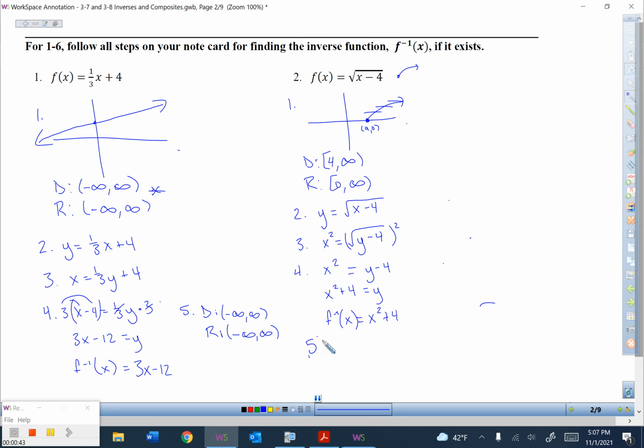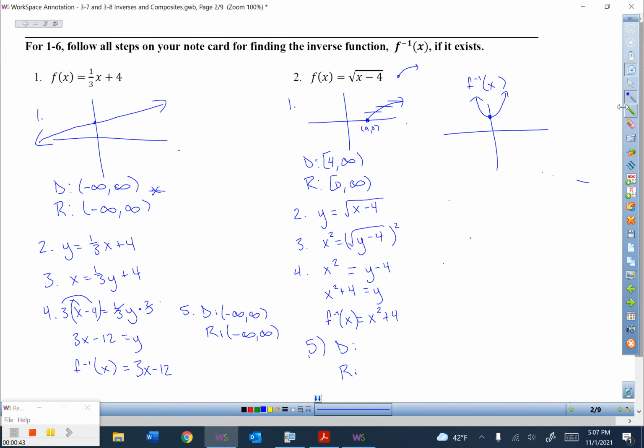Step 5, you're just going to write the new domain and range. And here's what I said was important. And for this, I'm going to show you the graph. You will never have to graph the inverse, but I want to show you for this one. So we just found out that the inverse was x squared plus 4, which is a parabola that's moved up 4 places. So here's my parabola.